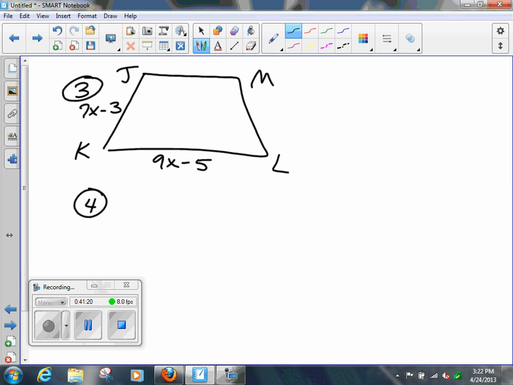Did it give us that? It sure did. LM is 5x plus 3. It's an isosceles trapezoid, folks. You better know how to solve that. We will review before your test tomorrow. Number 4, or your retest.